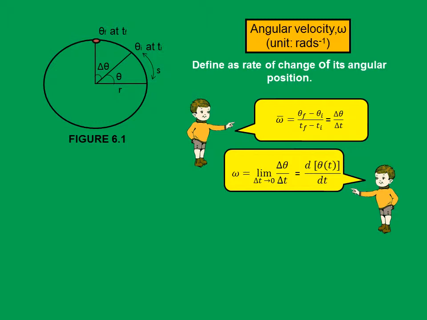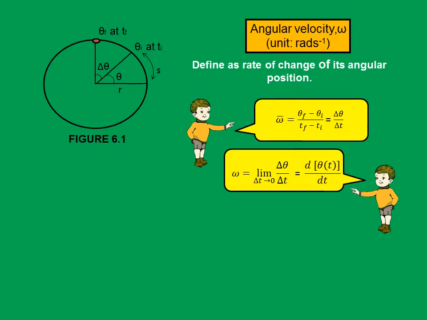Omega can be obtained by differentiating angular displacement with respect to t if the function of angular displacement is known. Omega can also be either positive or negative. It is positive if the rotation is in the counterclockwise direction and negative if the rotation is in the clockwise direction. The SI unit for omega is radian per second.